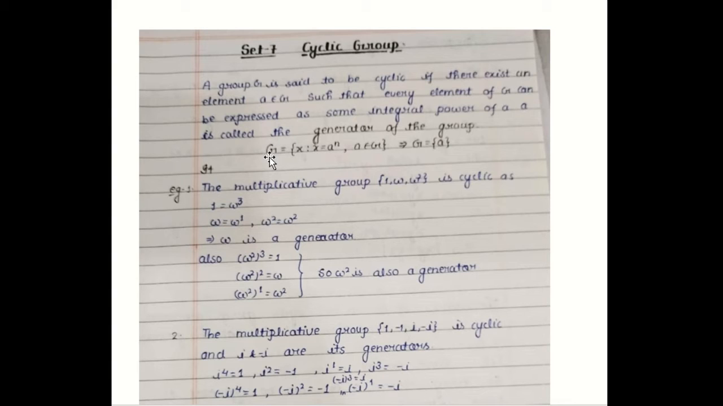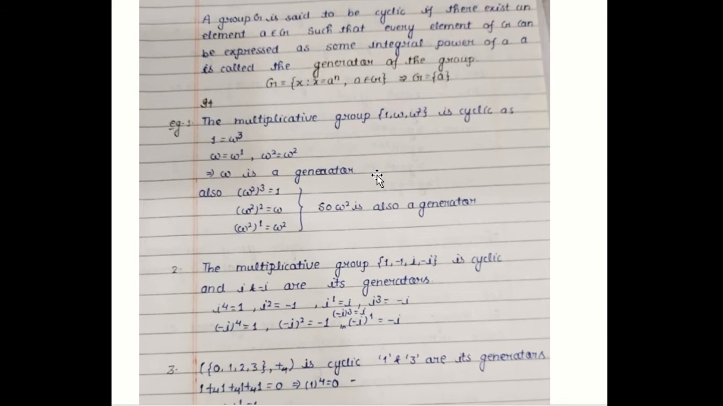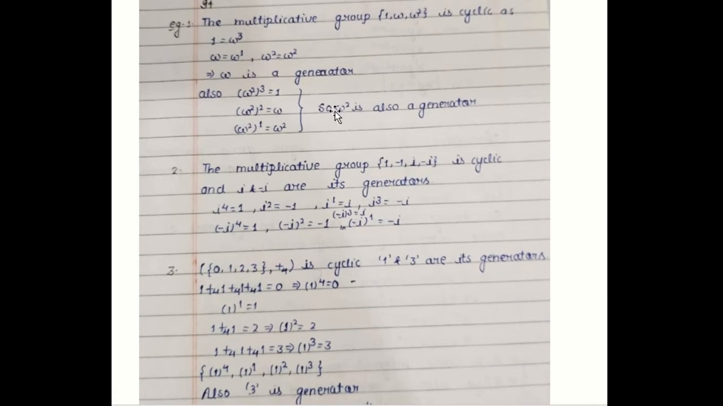So mathematically we can say that G is a set such that x equals A to the power n, where A belongs to G. And A is called the generator of the group, and this cyclic group is denoted by G equals the group generated by A. Now we are going to see some examples.